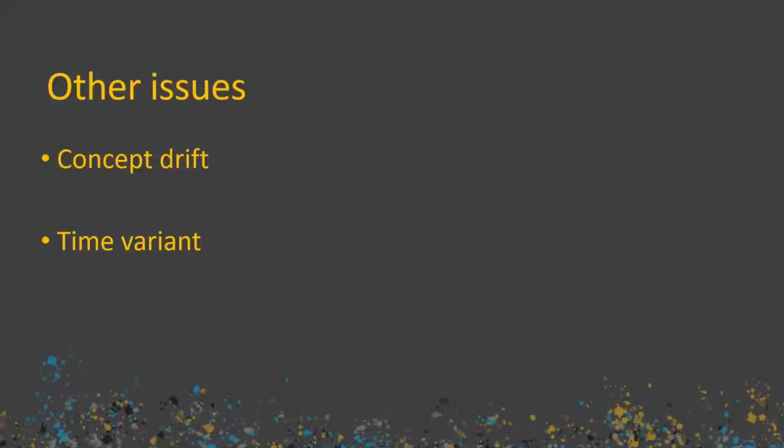But there are other issues that we should consider. For instance, concept drift. When your samples are varying and changing over time, how can you make your machine learning system more robust against samples that are morphing over time? Another aspect is time variance. For instance, if your ransomware takes much longer to encrypt the data, will your machine learning algorithm be able to capture that prolonged behavior?